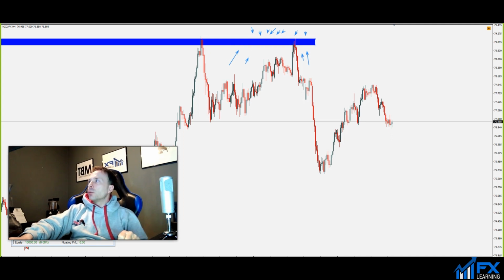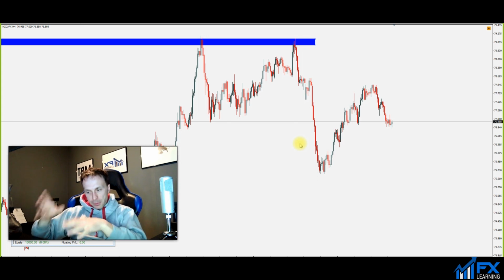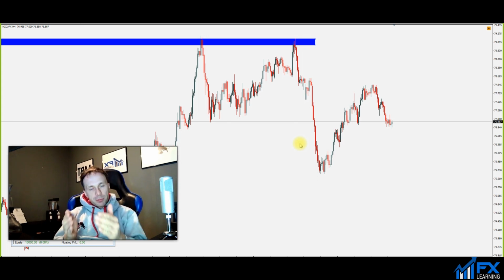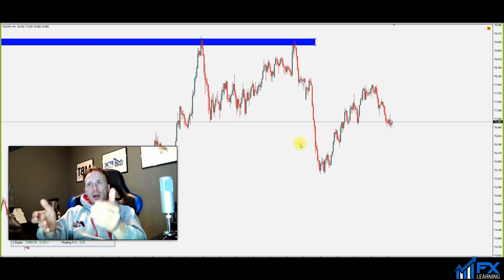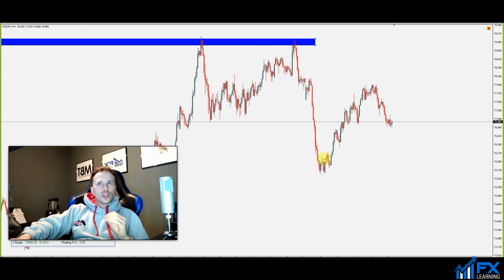Now here's where it gets a bit simpler. Step 1 is to understand how the market moves. Step 2, start to mark up your support and resistance. Start to look at these areas where people are buying and people are selling. Let's look at just here. See this nice little move: it comes down, goes up.